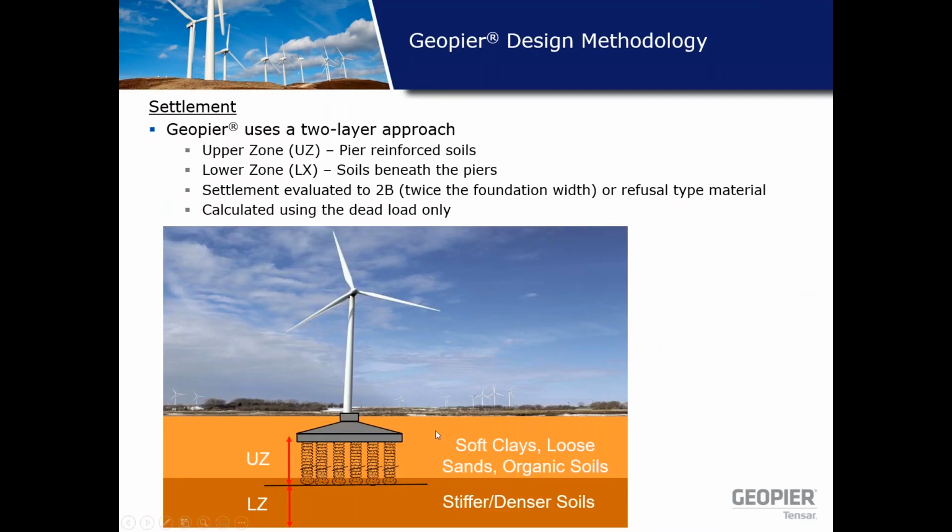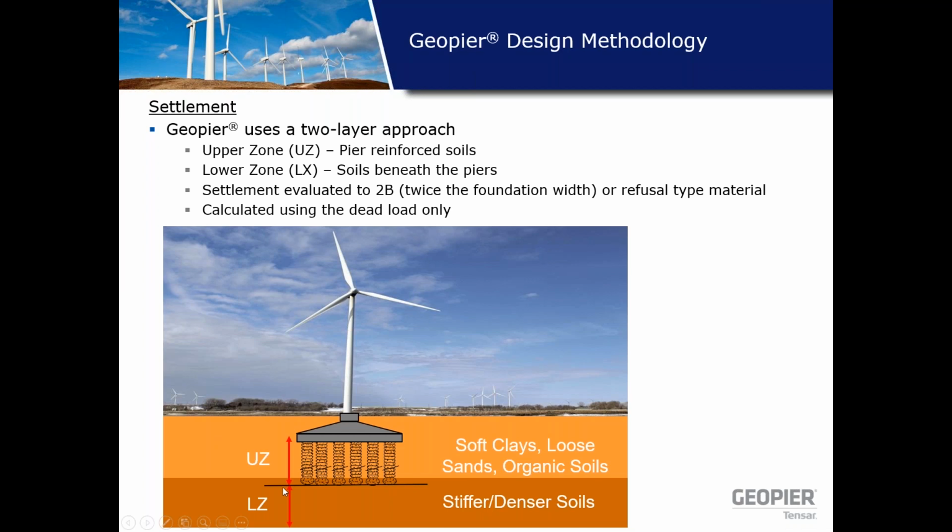All right. So the next thing we would look at would be settlement control. When we look at settlement, we break out our settlement into a 2-phase approach. We have our upper zone soils, which would represent the pier reinforced soils, which starts at the base of the pier and goes up to the bottom of the foundation. And then we have the lower zone soils, which is everything underneath.